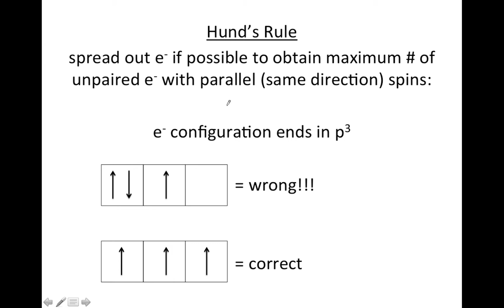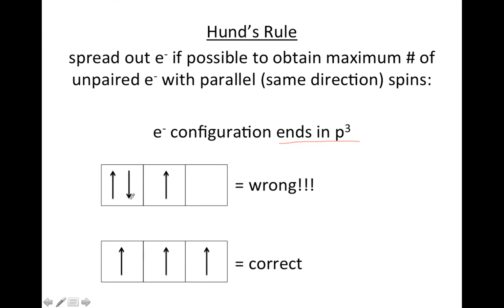Second rule, it's called Hund's rule. Hund's rule says you want to spread out electrons if possible to obtain the maximum number of unpaired electrons with parallel, or same direction, spins. So imagine you have an electron configuration and it ends in p3. Because it's p, you're going to have three boxes or three orbitals, and we have to decide where to put our three electrons in those orbitals.